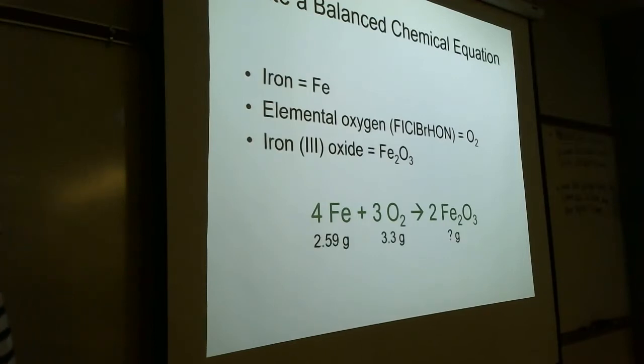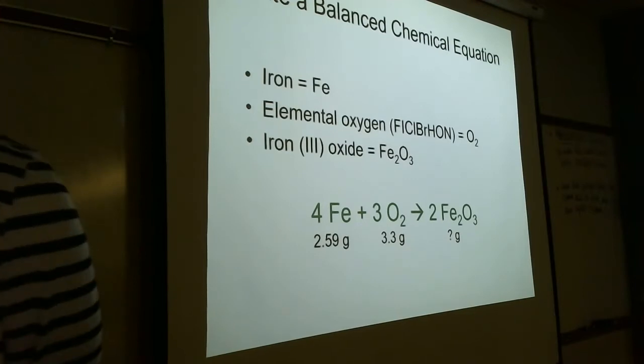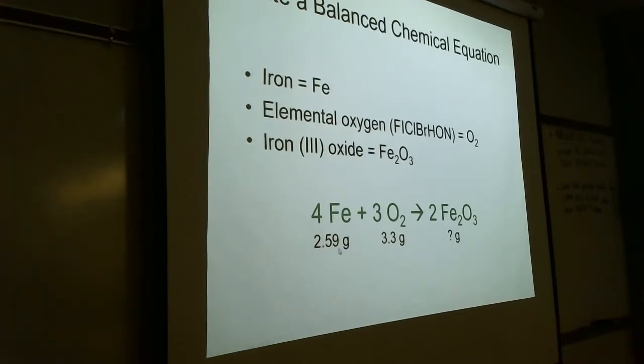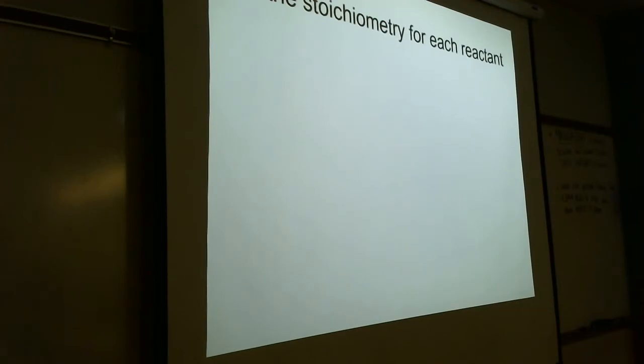Now we've got information about two substances. So that means we get to do the stoichiometry twice. Notice the sig figs are different, right? This one's got three, this one's got two. So we're going to do the stoichiometry going from iron to rust. We're going to do stoichiometry going from oxygen to rust, and then we're going to compare. And then the smaller number is the answer we choose as our theoretical yield. We pick the smallest number.